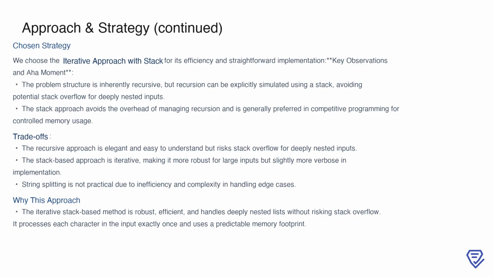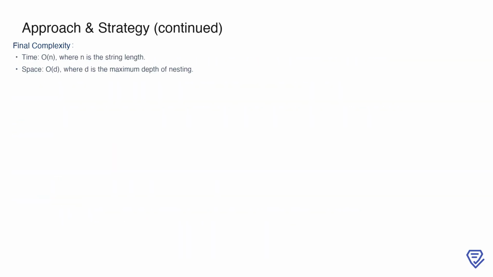It processes each character exactly once, ensuring optimal time complexity, and its memory requirements are predictable, scaling with the depth of nesting. Finally, let's summarize the complexity of the chosen approach. The time complexity is O(n), where n is the length of the string, as each character in the input is processed exactly once. The space complexity is O(d), where d represents the maximum depth of nesting in the input string. This accounts for the stack used to manage nested structures. Together, these complexity measures make the stack-based iterative approach both efficient and practical for solving the mini-parser problem, even when handling deeply nested or large inputs.